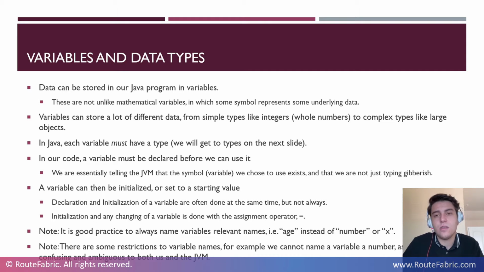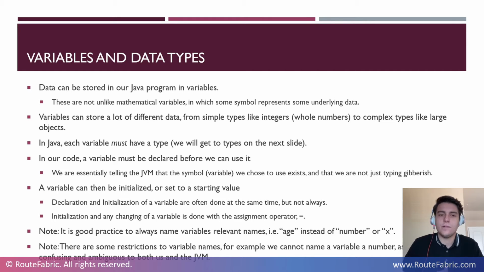Also note, there are some restrictions for variable names. So for example, we cannot name a variable a number. And this is obviously very confusing and ambiguous to both us and the Java virtual machine. So let's say we named our variable 1, like the actual number 1, not typed out 1, but like 1. We said, int 1 equals 5. Okay, well, that would be very confusing because then what happens if we were to use the number 1 later in our code? Are we talking about the variable or are we talking about the number? Because if we're talking about the variable, that number is actually 5. So it becomes very confusing.